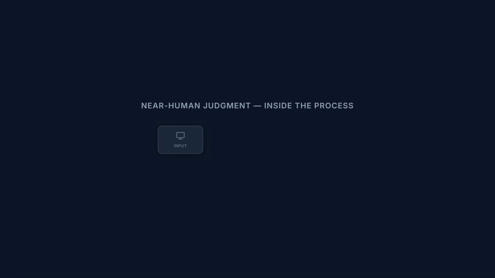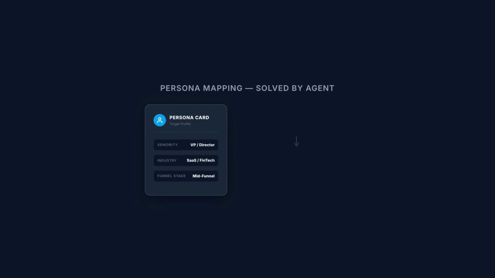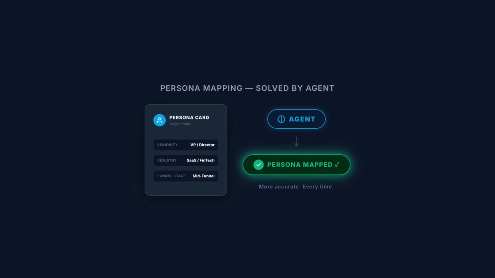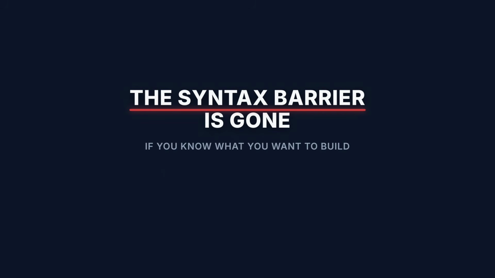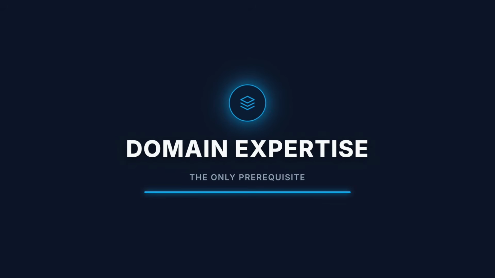First, you can now put near-human judgment inside a process. Give it your persona criteria, and an agent can easily and more accurately solve for the persona mapping issue. Second, the syntax barrier is gone. If you know what you want to build, you can probably build it. Domain expertise is the only prerequisite.